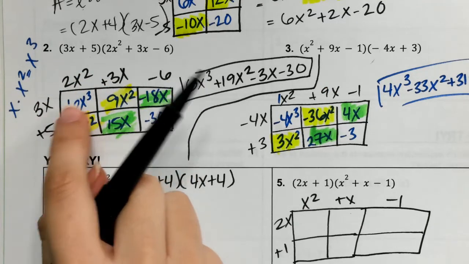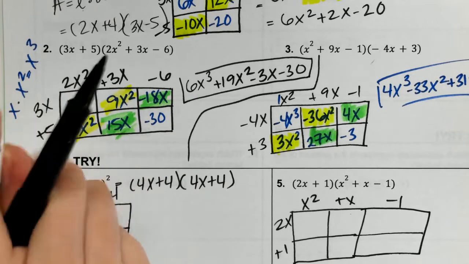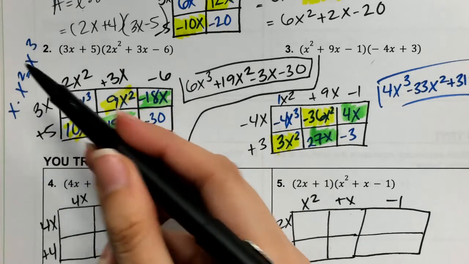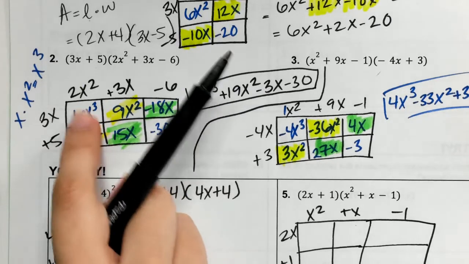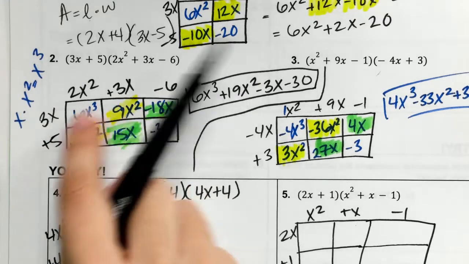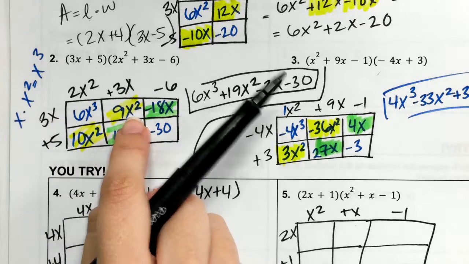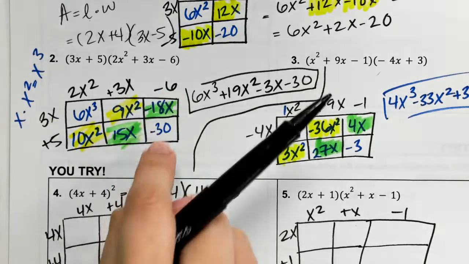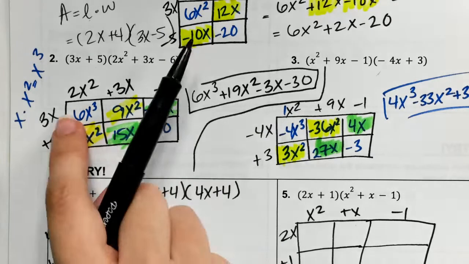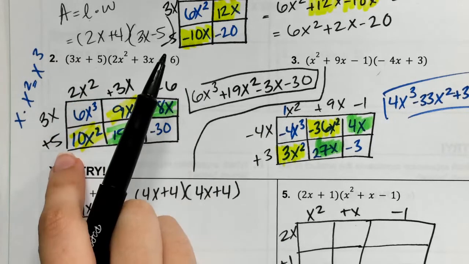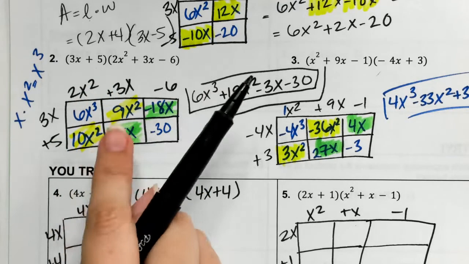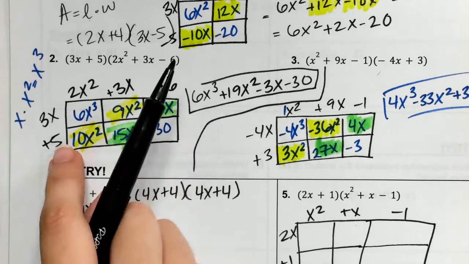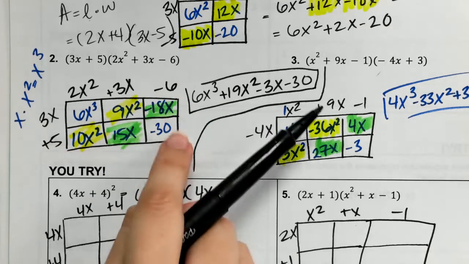2 times 3 is 6, x times x squared. Really, really important, write this down somewhere. X times x squared is x cubed. So similar to x times x is x squared, x times x squared is x cubed. So we get 6x cubed. 3x times 3x, well 3 times 3 is 9, x times x is x squared. 3x times negative 6, well negative 6 times 3 is negative 18, keep the x. 2x squared times 5, be careful, 2 times 5 is 10, but this has just an x squared, so you bring down an x squared, not just an x. 3x times 5 is 15x, negative 6 times 5 is negative 30.